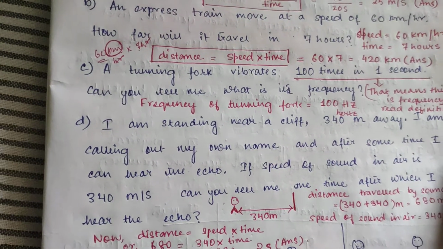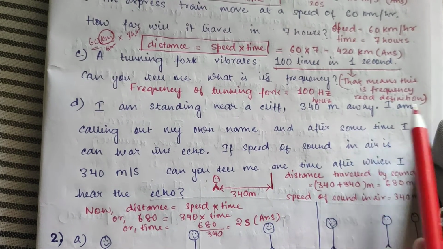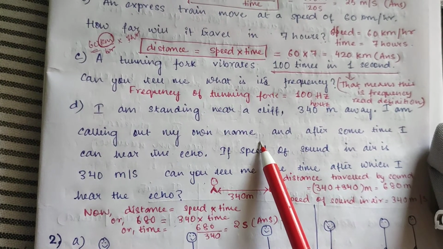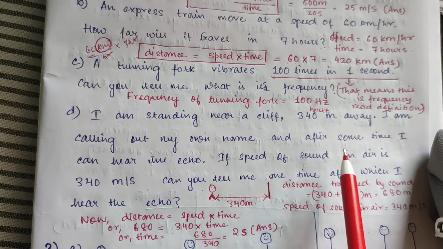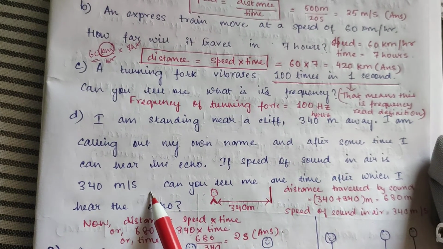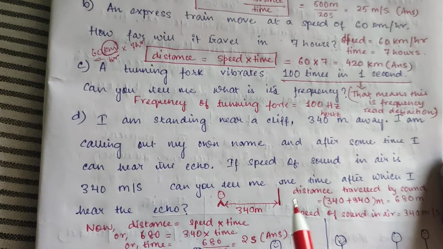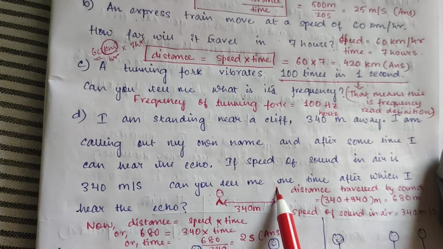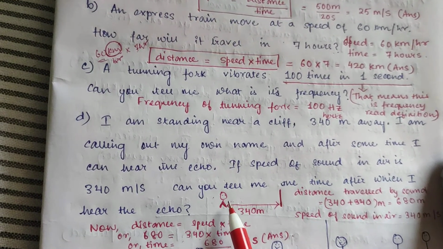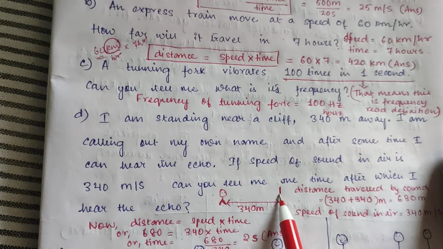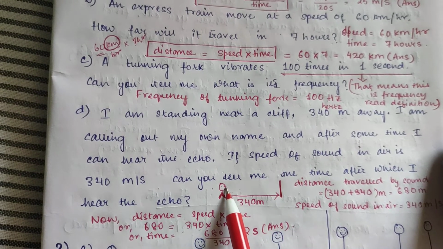Okay. Now, I am standing near a cliff 340 meters away. Now, I am calling out my own name and after some time, I can hear the echo. If the speed of sound in air is 340 meters per second, can you tell me the time after which I will hear the echo? Suppose this is me, I am standing near a cliff. I am making the sound. Sound is traveling and hitting this cliff.